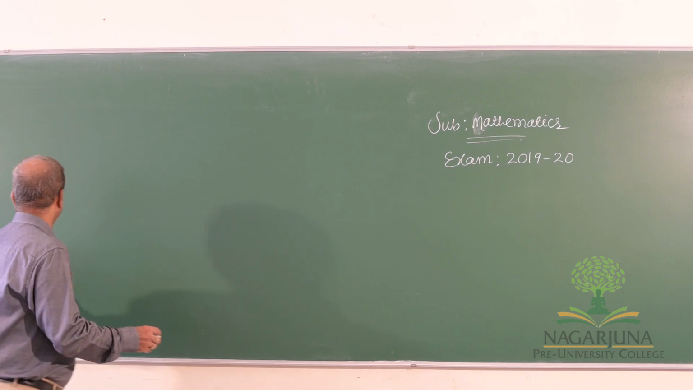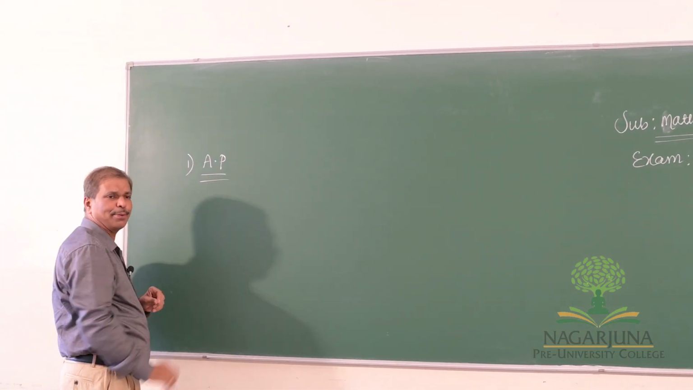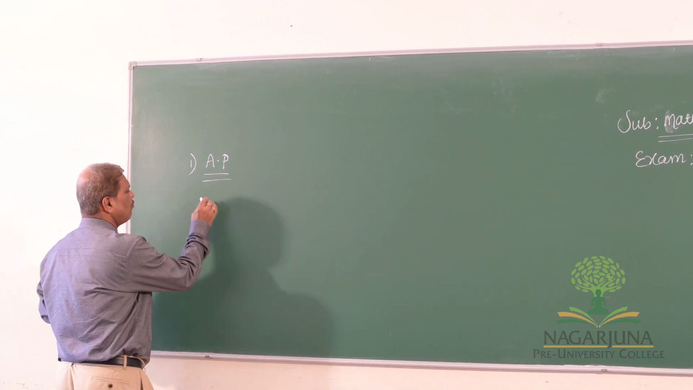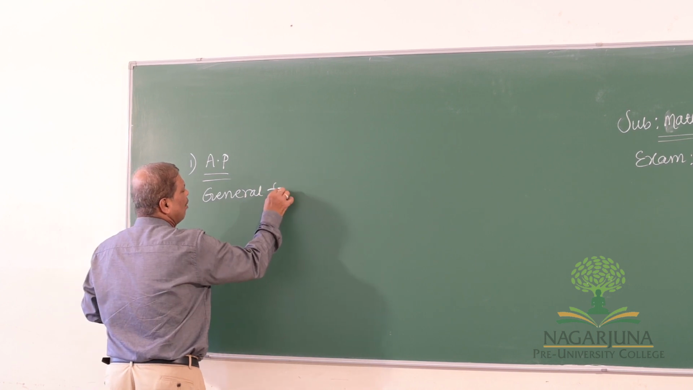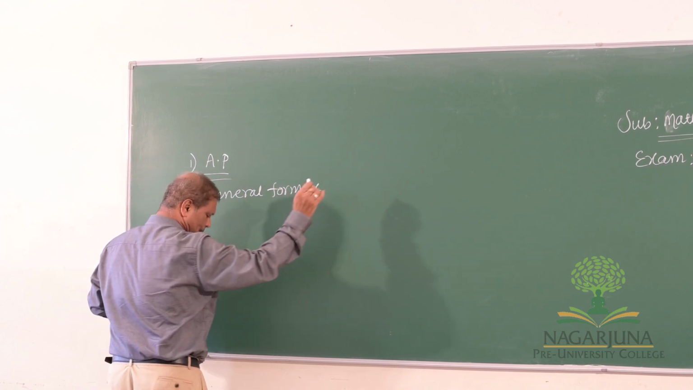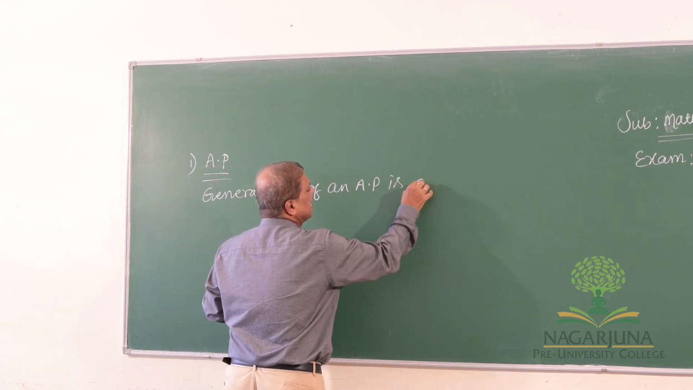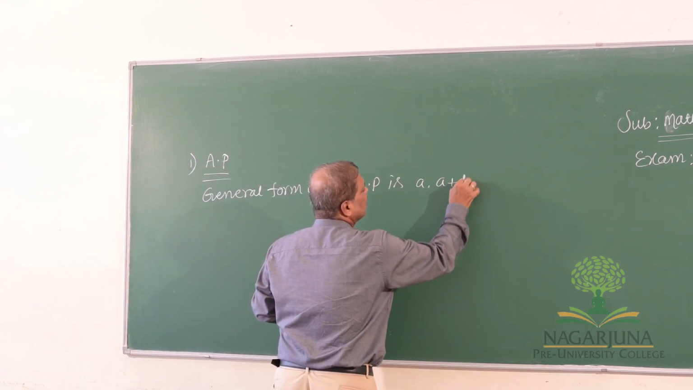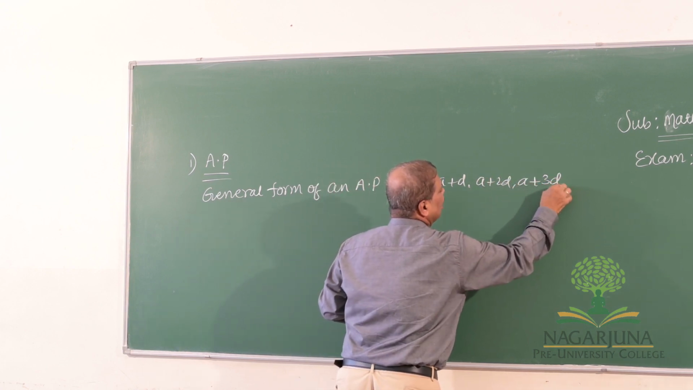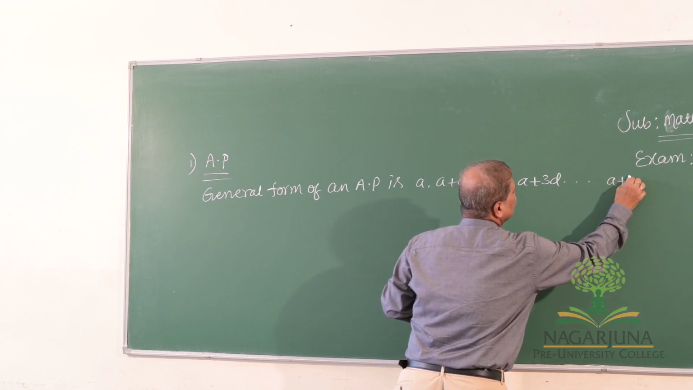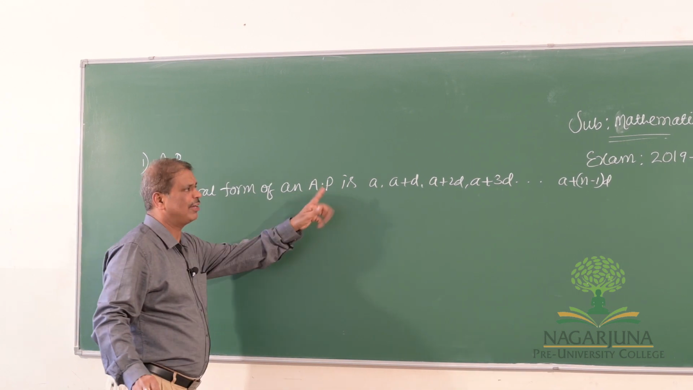First chapter will be arithmetic progression. In that, first, what is the general form and general term of an arithmetic progression? The general form of an arithmetic progression is a, a plus d, a plus 2d, a plus 3d, and so on to a plus (n minus 1) into d. So this is the general form of an AP.